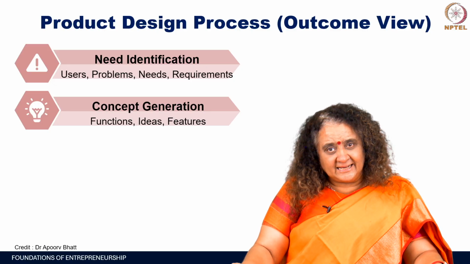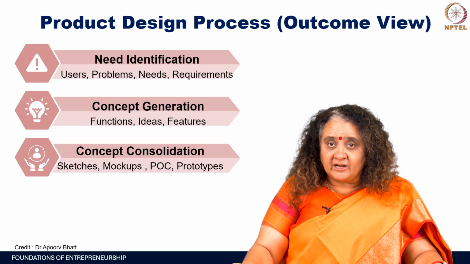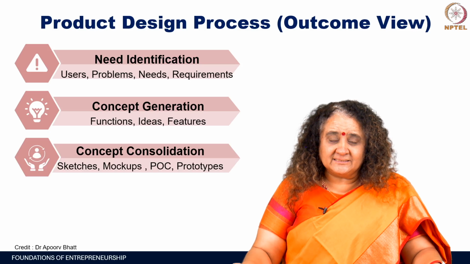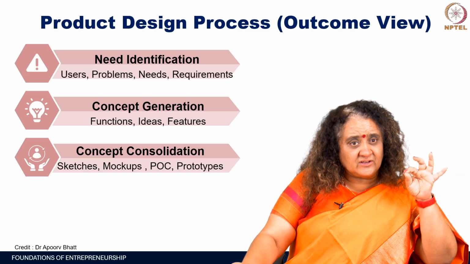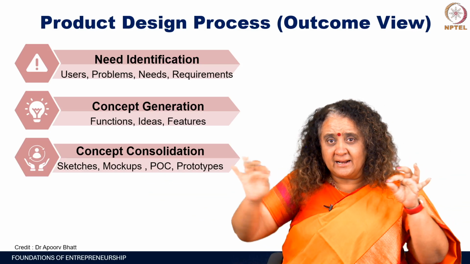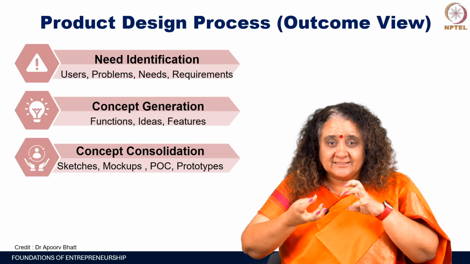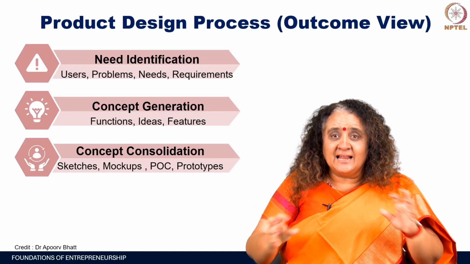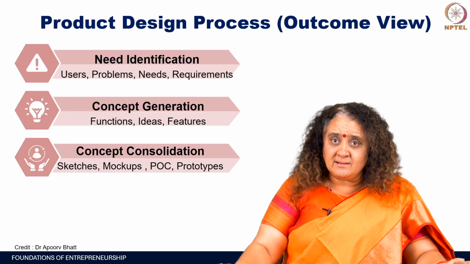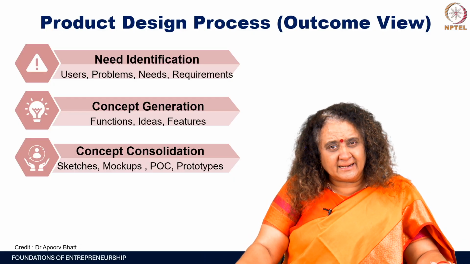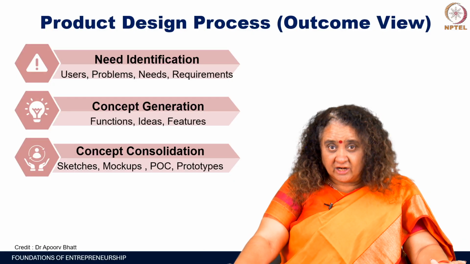Yeah. The next stage is called concept consolidation, and here what happens is you say, oh, I think this feature from this concept, and perhaps from here I will pick up another, and together we will synthesize or we will integrate, and here is where the prototype is made. A POC or a prototype is made at this stage, and it is called concept consolidation.